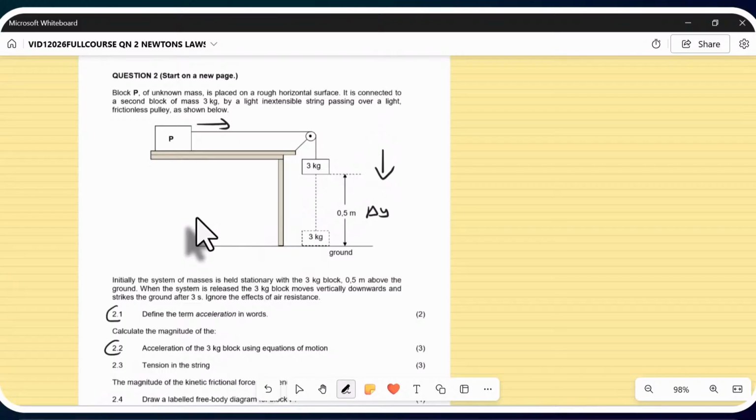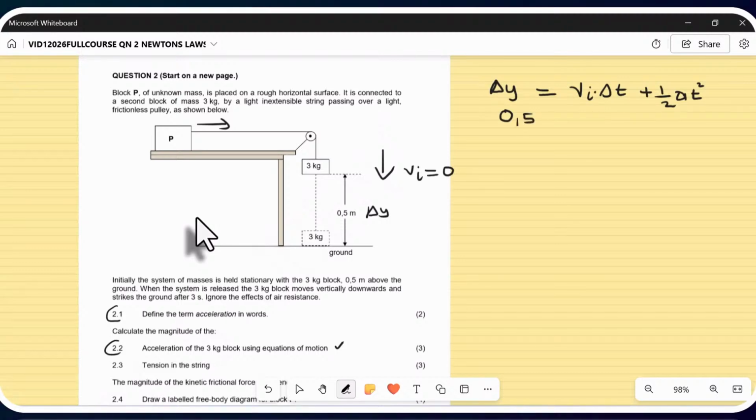So to get my acceleration, I'm going to say 0.5 multiplied by 2, then divided by 3 squared, which is 9. So from my calculator here, I am getting 1 over 9, or you can say 0.11.